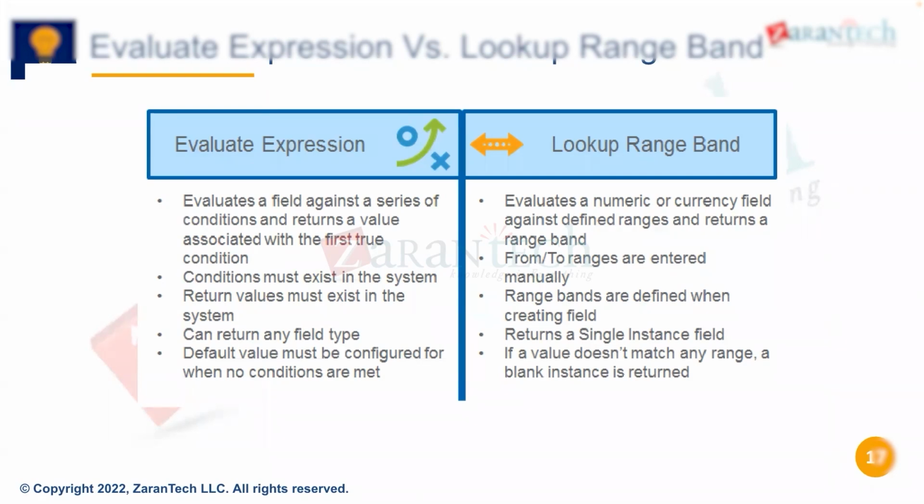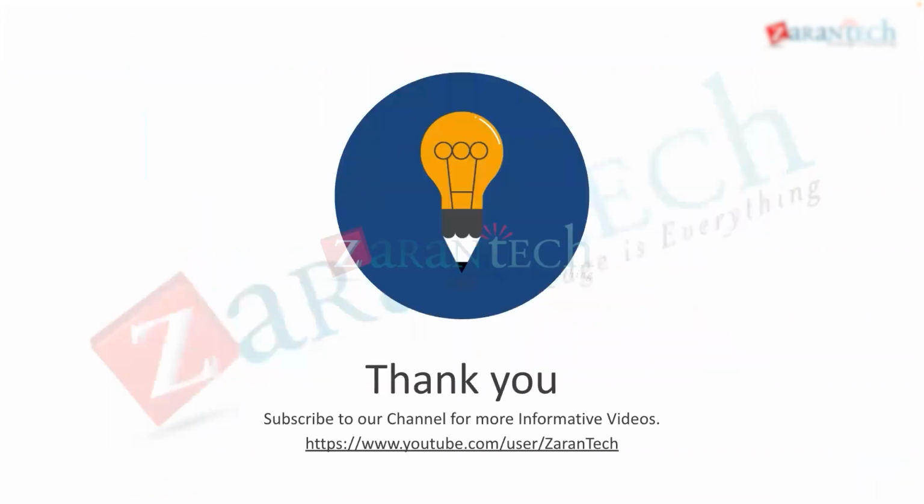default value. So if no value is true, the system will automatically give you a blank value, just like we have defined it. The empty string, it will automatically be an empty string. So it works very naturally with the lookup range band, whereas with the evaluated expression, you have to define a particular default value every time.